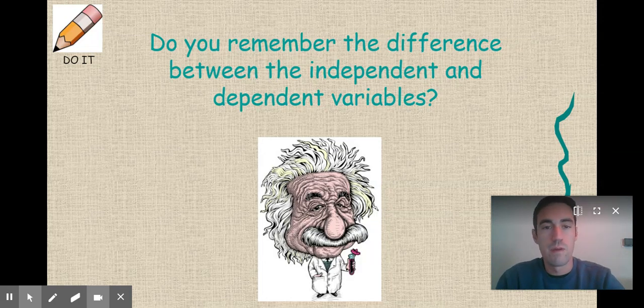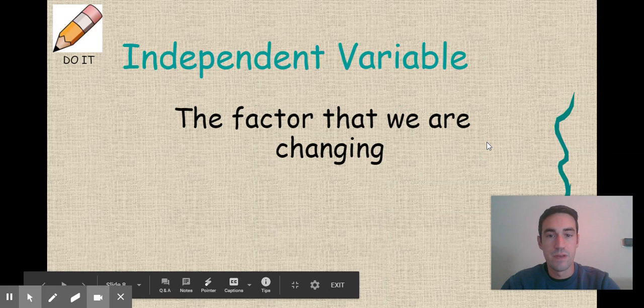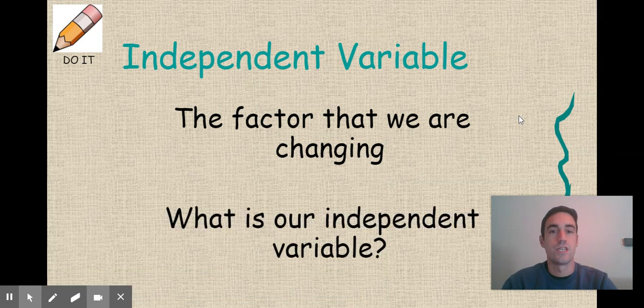Okay, hopefully you remember the difference between the independent and dependent variables as well as the constants that you just did on the last slide, but let's check and see how we did. So an independent variable is the factor that we are changing. It's going to be one thing in our experiment that we want to change for each test. In this case, take a second and answer on this next multiple choice question. What is our independent variable?